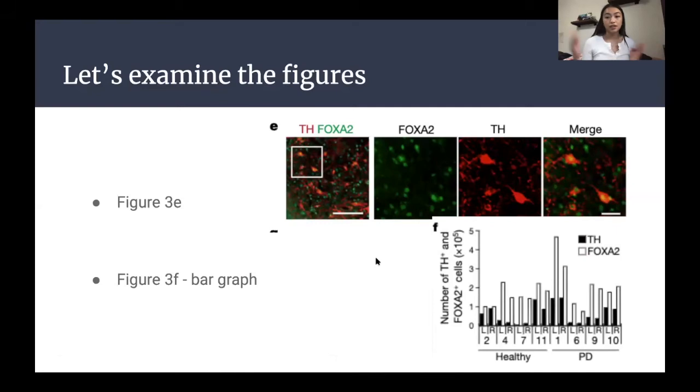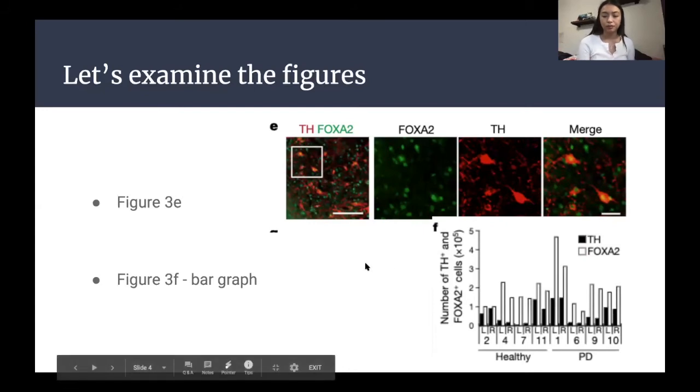So now I'm going to pass it on to Morgan, who will explain the importance of these results, what this means, the significance of these stained images.